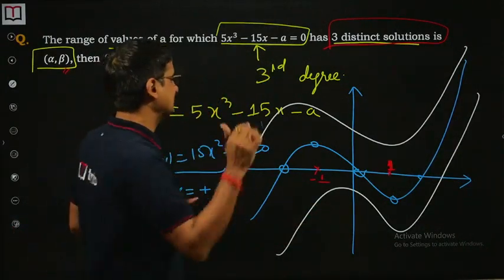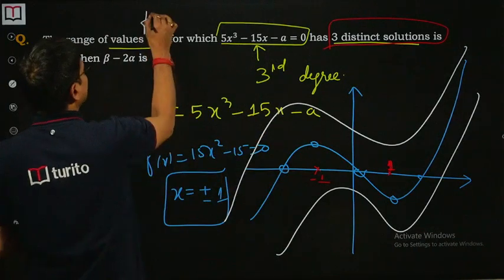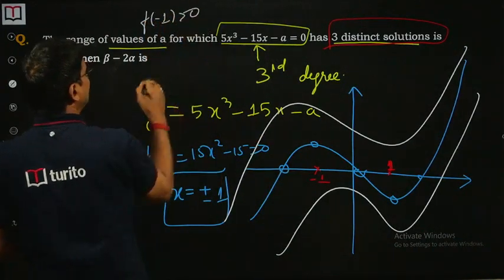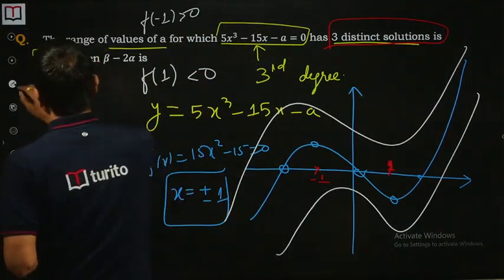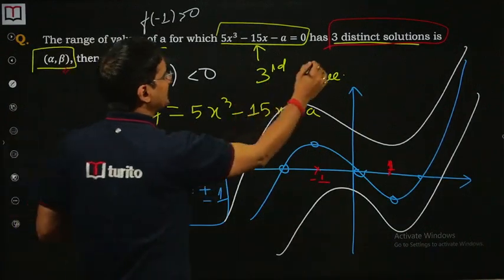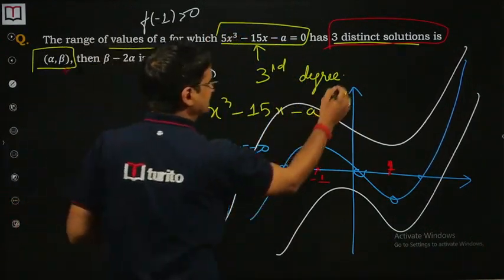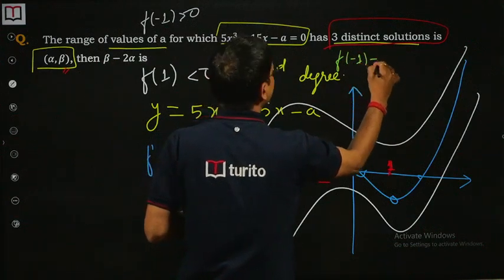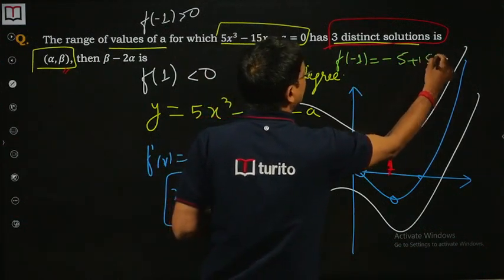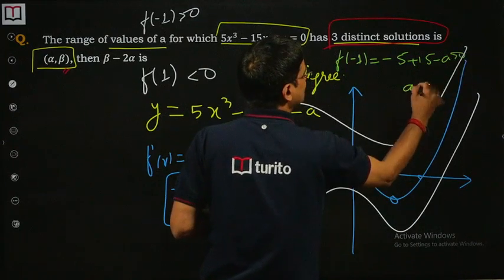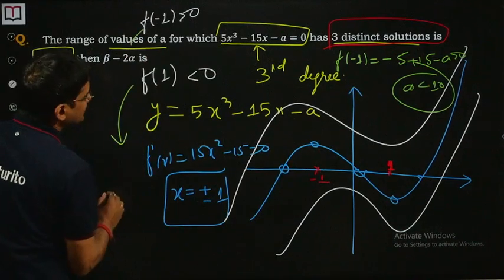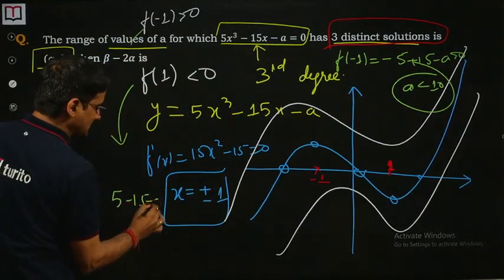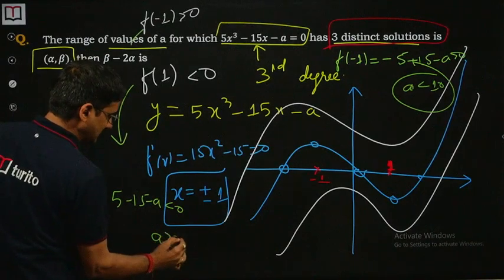When will that happen? The simple thing is value of function at -1 should be positive and value of function at +1 should be negative. As simple as that. Now value of function at -1, F of -1, what is it? It's -5 plus 15 minus a should be greater than 0. So a is less than 10, and value of function at 1 is 5 minus 15 minus a should be negative. So a is greater than -10.